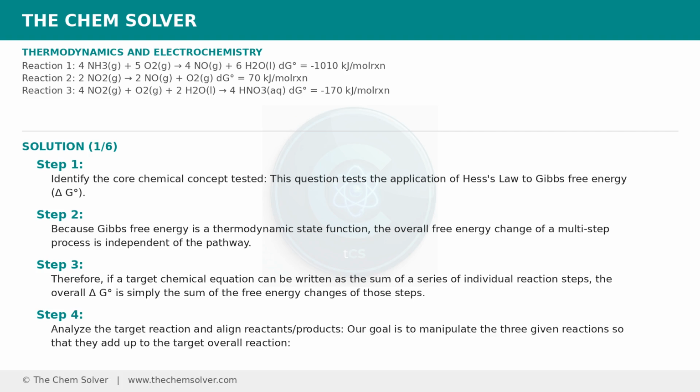Identify the core chemical concept tested. This question tests the application of Hess's law to Gibbs free energy, ΔG°.